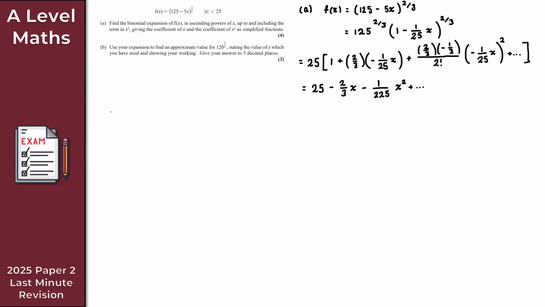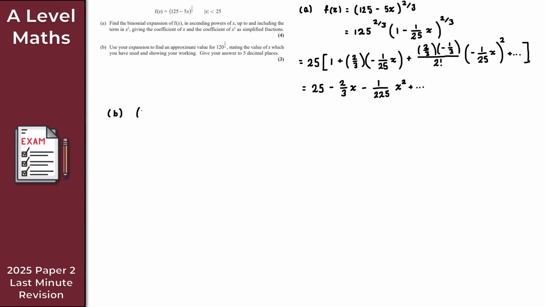Now for part B then, again, pretty standard stuff here, just a quick follow on from part A. So it says, use your expansion to find an approximate value for 120 to the power of 2 over 3, state the value of x which you have used, and also show your working, and give your answer to 5 decimal places. So what I want here then is 120 to the power of 2 over 3. So starting off then, f of x here is 125 minus 5x to the power of 2 over 3. So notice then, these are pretty similar. That's obviously the whole point of the binomial expansion here in this context.